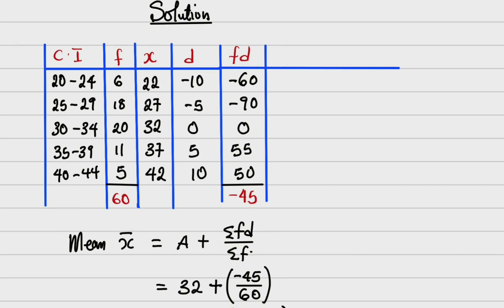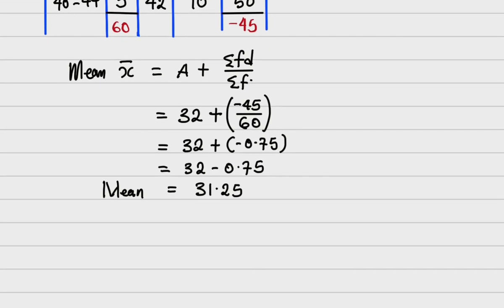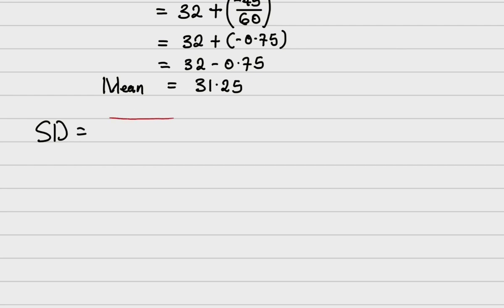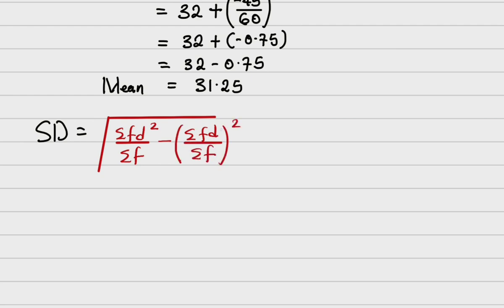Now, the formula we are going to use this time around to find our standard deviation, SD, is equals to the square root of summation fd squared all over summation f, then minus summation fd all over summation f, but in this case, it is all squared. Now, don't forget this is square root we are talking about, all right? So this is what we are going to use.